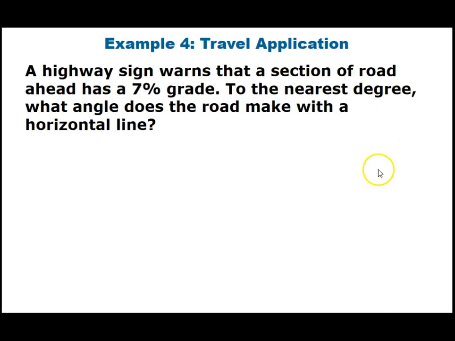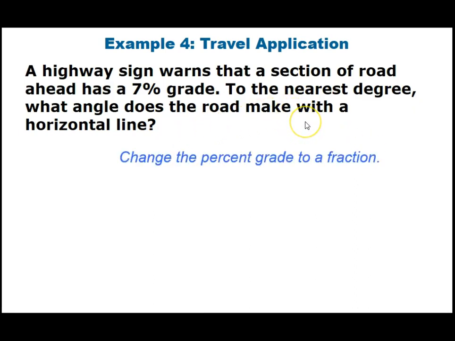All right, now we're going to start talking about grades. When we talk about grades on a road, that percentage, 7%, we need to recall is 7 over 100. Any percent is a number over 100. So it asks us to find what the actual angle is here. So we're going to change the percent to a fraction first.